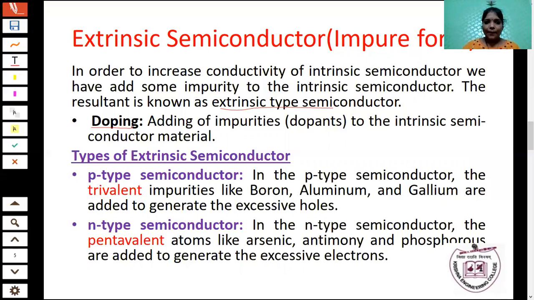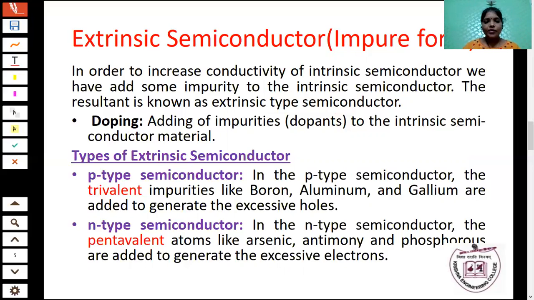So doping is a process of adding impurities to the intrinsic semiconductor material. What is the meaning of doping? Doping is a process in which impurities are added to the pure semiconductor material. Pure semiconductor means the intrinsic semiconductor material. Next we are going to see the types of extrinsic semiconductor.